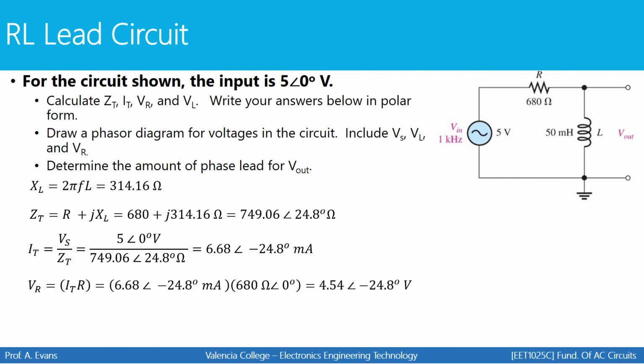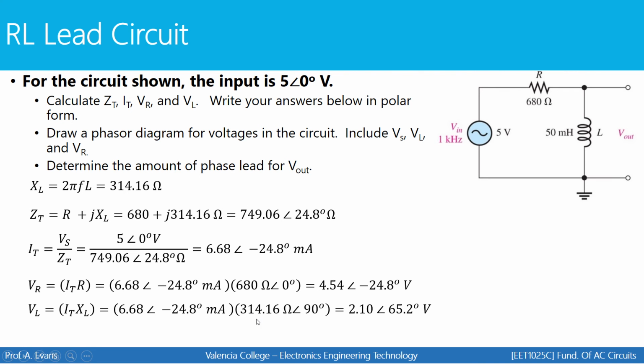Then we're going to use Ohm's law to find the voltage across each component. So we're going to take that total current and multiply by the impedance value for the resistor, which is 680 ohms at an angle of 0 degrees. We're also going to use Ohm's law to find the voltage across the inductor by taking the total current and multiplying that by the inductive reactance written in polar form. Now notice that the inductive reactance written in polar form is right here, 314.16 ohms at an angle of, look at this here, positive 90 degrees.